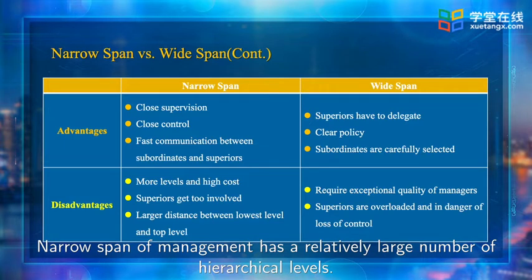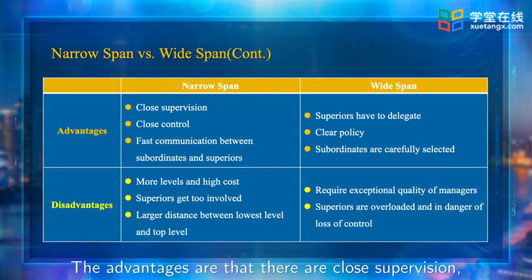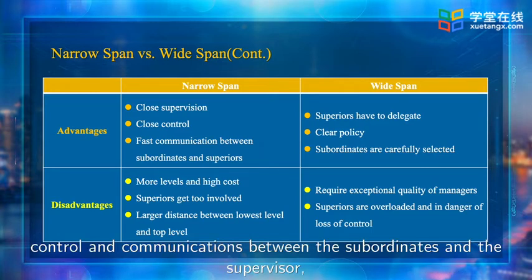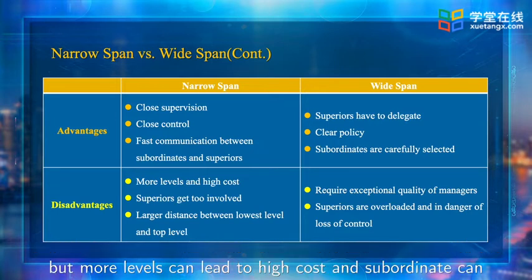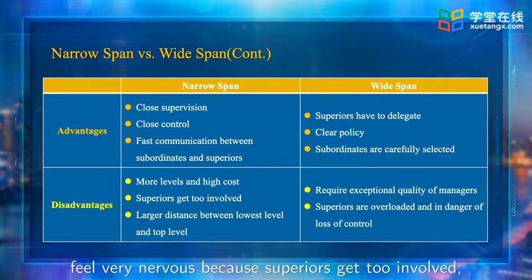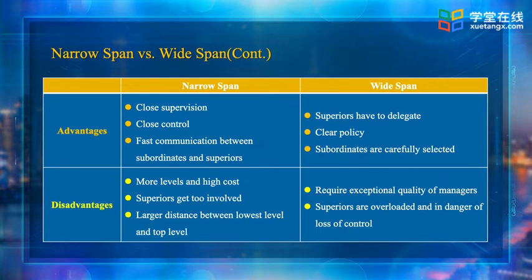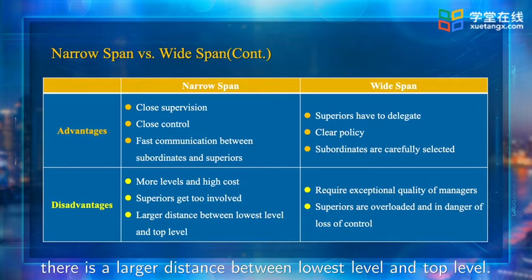Narrow span of management has a relatively large number of hierarchical levels. The advantages are that there are close supervision, control, and communication between the subordinates and the supervisor. But more levels can lead to high cost, and subordinates can feel very nervous because superiors get too involved. There is a large distance between the lowest level and the highest level.